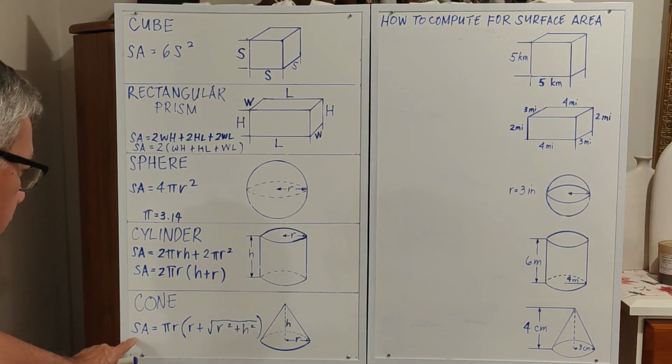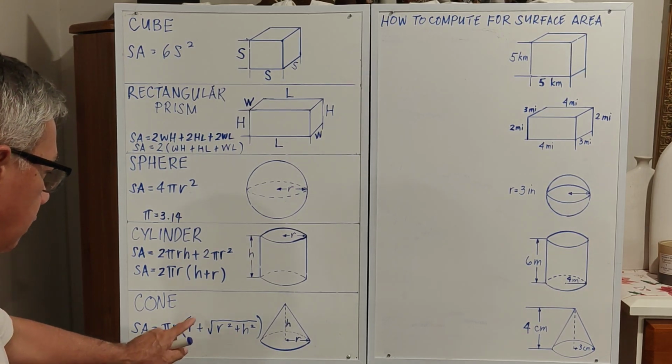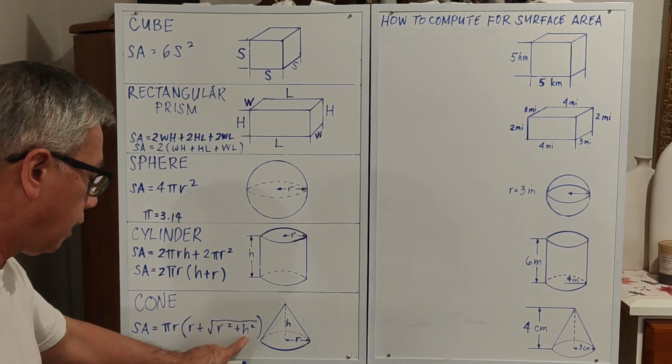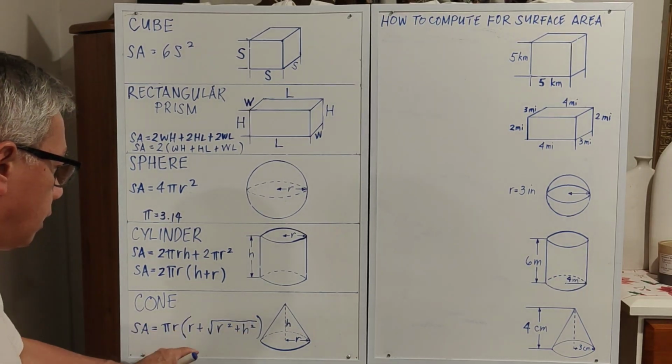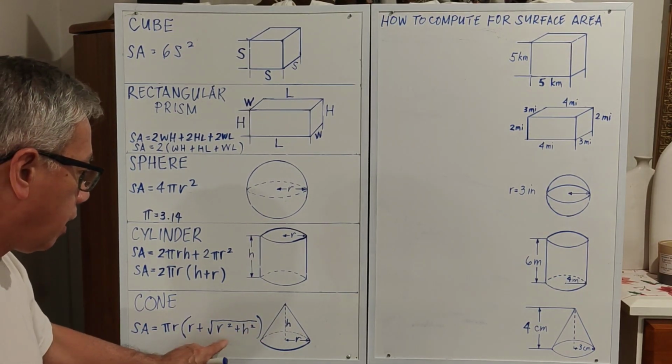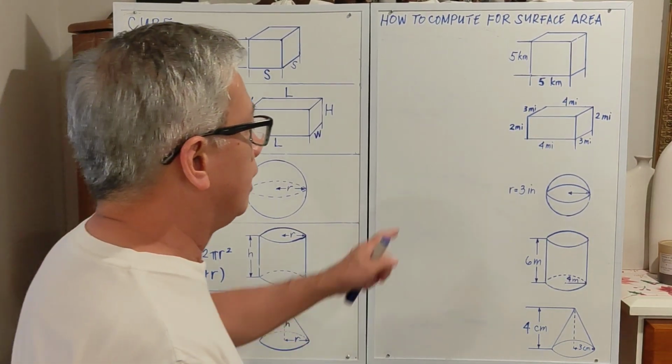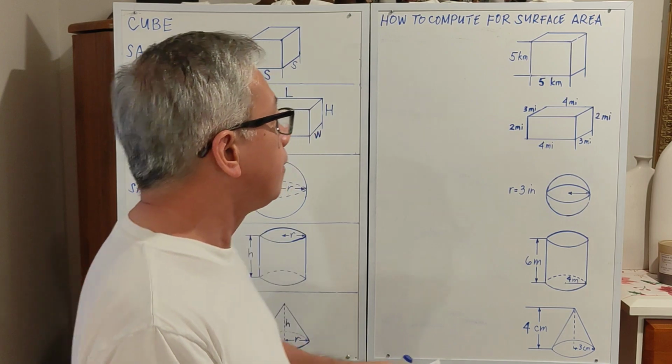For the cone, the surface area is pi r times the quantity r plus the square root of r squared plus h squared, where r is the radius and h is the height. Here are now some examples.